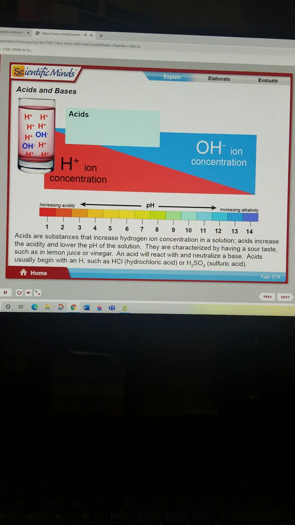Acids are substances that increase hydrogen ion concentration in a solution. Acids increase the acidity and lower the pH of the solution. They are characterized by having a sour taste, such as in lemon juice or vinegar. An acid will react with and neutralize a base. Acids usually begin with an H, such as HCl, hydrochloric acid, or H2SO4, sulfuric acid.